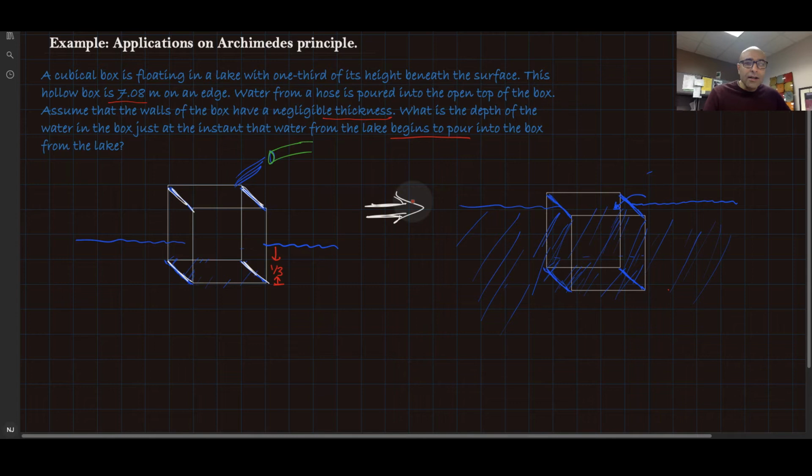Hello everybody. This is a problem about an application of Archimedes' principle, and it's actually not an easy one to do. So let's do it together.